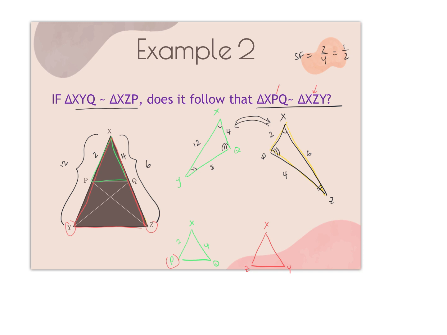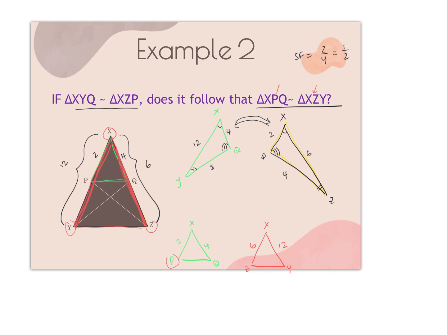So let's see if that's going to make a difference, right? So I know X to Y, right? XY here is 12 units, and I know that XZ here is 6 units. Okay, so again, I now have to ask myself, is this new pair of triangles similar?